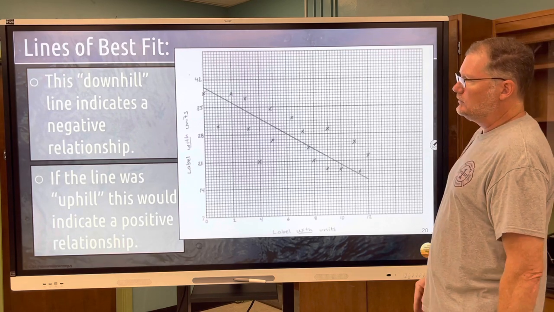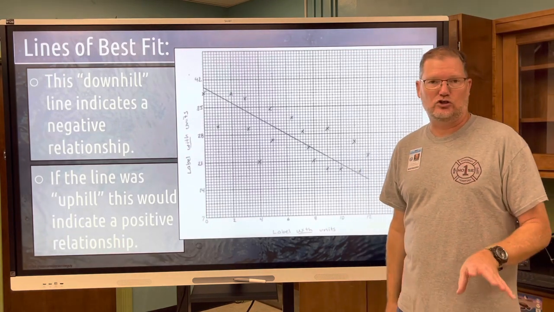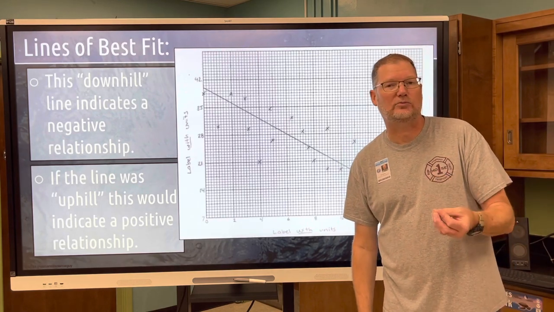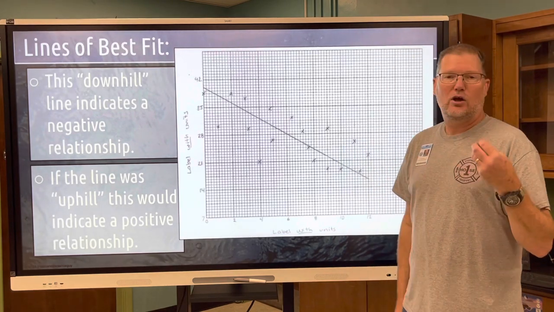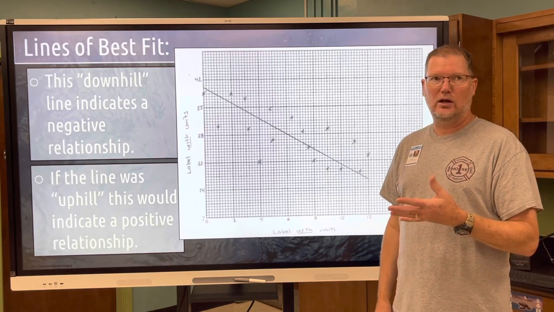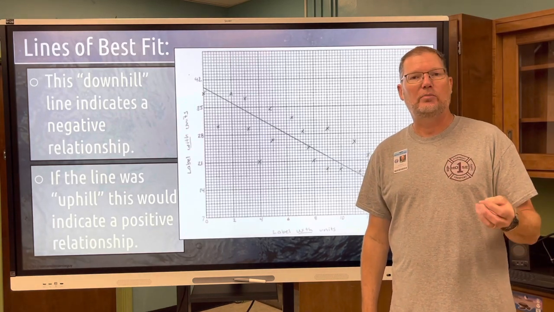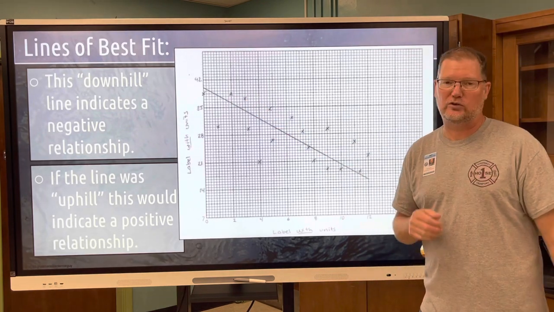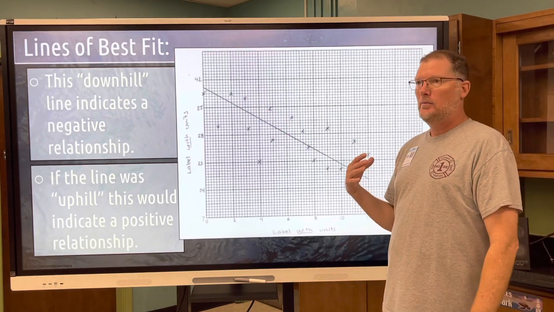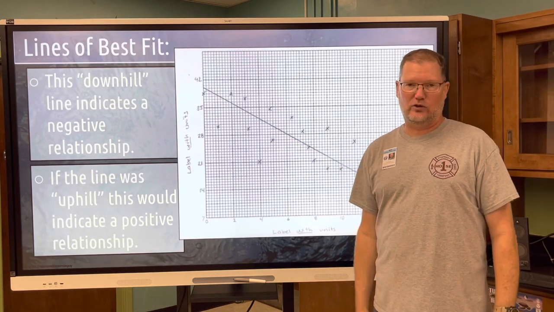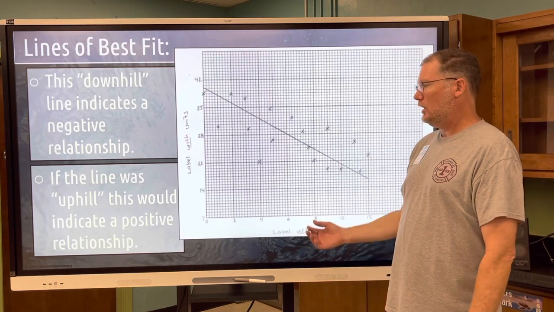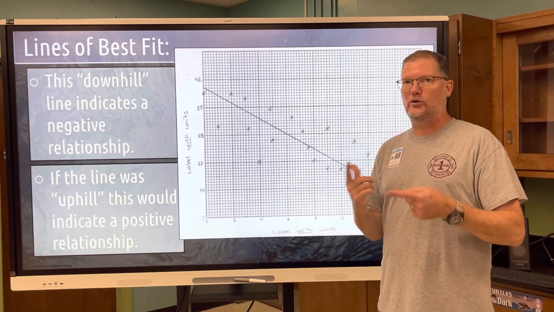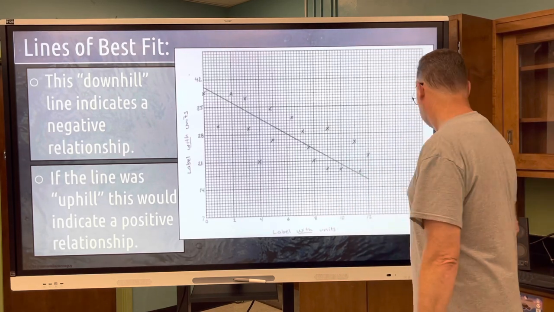So this downhill line indicates a negative relationship. It could even be just a simple question on an assessment: what is the relationship between the independent and dependent variables based upon your graph? If your graph is clearly showing a downward slope, then it indicates a negative relationship between the two. And if it were uphill, it would be a positive relationship. If one goes up, the other goes up, that kind of thing.